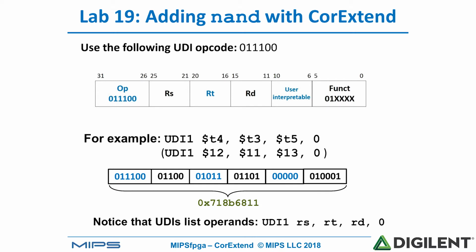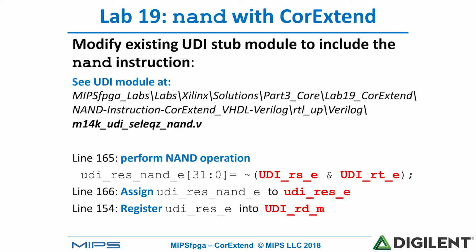So in this case, we use 011100, and then the typical MIPS instruction format, RS, RT, RD, and then the function code at the end. So for example, UDI1, $T4, $T3, $T5, 0 would be formatted as shown in the machine code. One thing to note is that these instructions list the operands in the assembly language as RS, RT, and RD in that order.